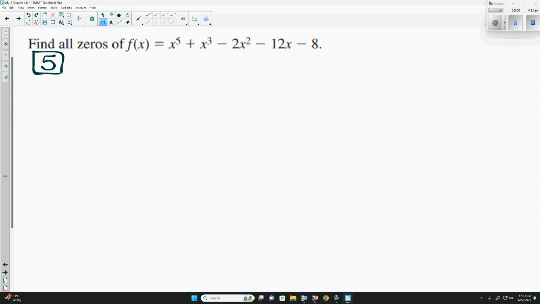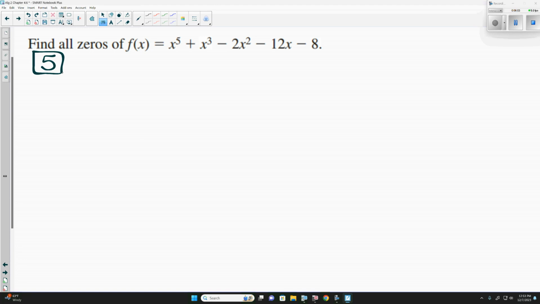Now, there's different ways we can go about doing this. The first is we can find all the rational zeros for this here and then try them one at a time. Or we could do what? We can graph it. So we can put it in y equals to graph it first and go from there.